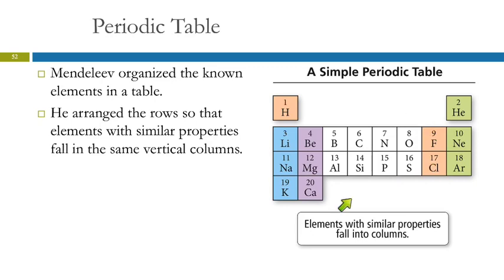So this is an example of a simple periodic table, just the first 20 elements. So he put them so that elements with similar properties were in columns. So he lined it up so all the blue ones are on top of each other, and the purple ones, these guys we're not going to talk about, but the green ones and the orange ones. So Mendeleev generally gets credit for being the father of the modern periodic table.